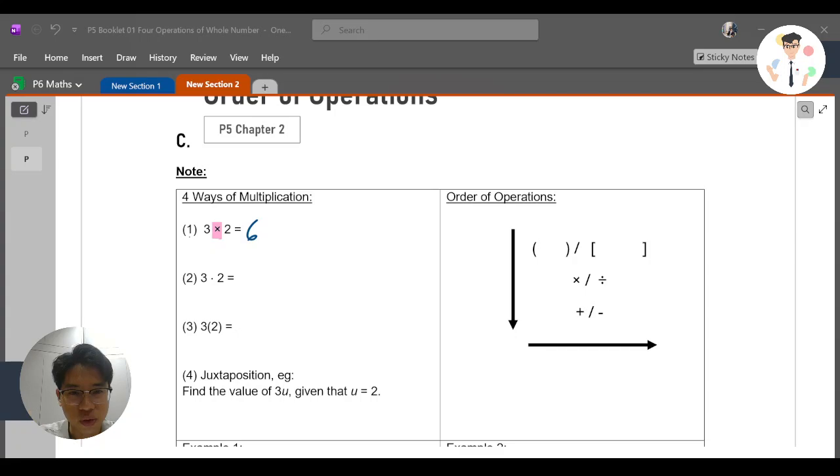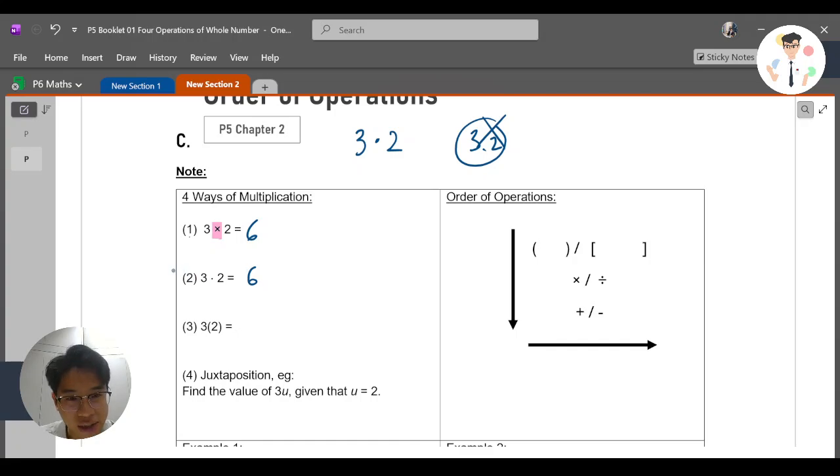But when you move on to the second one, you say 3 and there's a dot in the middle and 2 equal to what? Please be very careful that this dot is in the middle. Can you see? It's in the middle. It's not like 3.2. No, no, no. This is 3 dot 2. This is not 3.2. If you see a dot in the middle, that also means multiplication. So 3 dot 2 is 6.